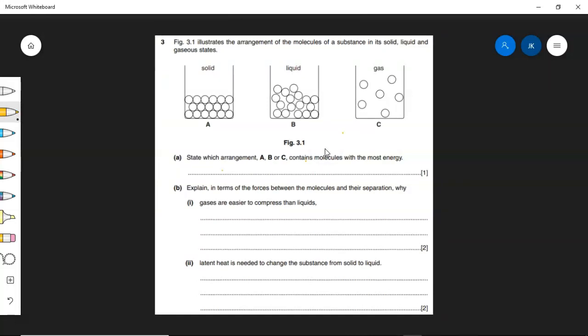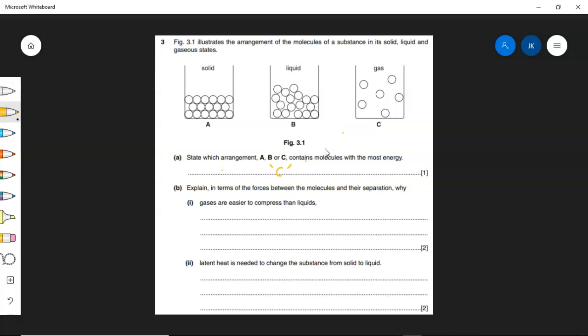Here there are three states: solid, liquid, and gas. Which arrangement A, B, or C contains molecules with the most energy? It is, of course, C, gas molecules, because they move freely and randomly at a higher speed than the liquid and solid, so they should have the most energy.